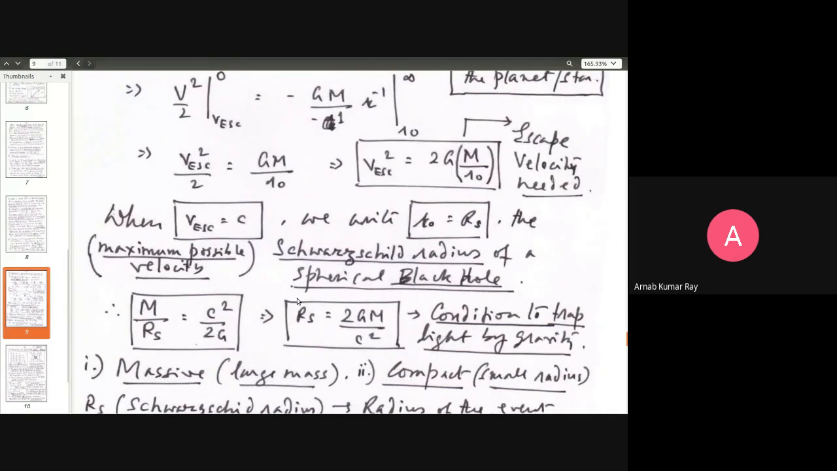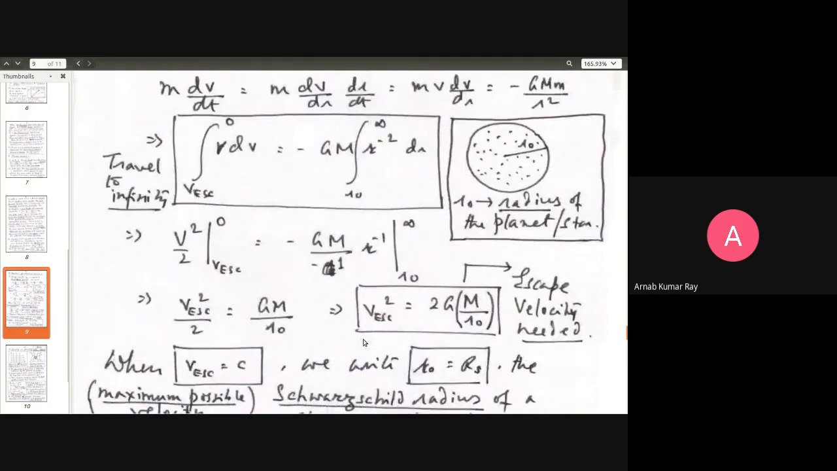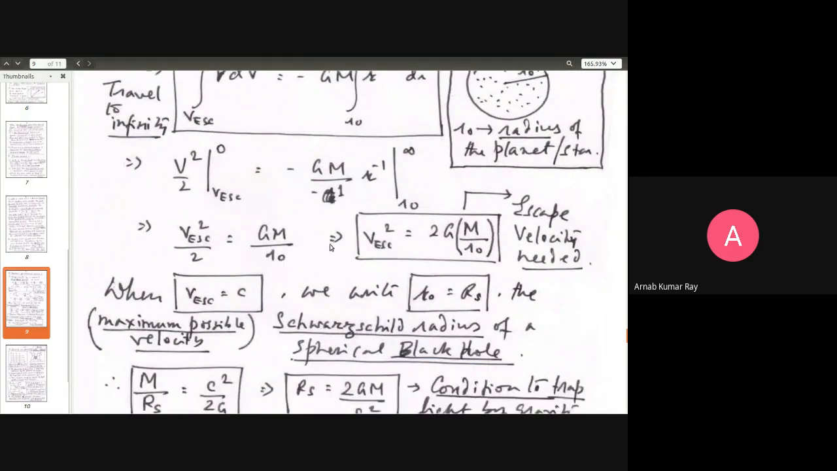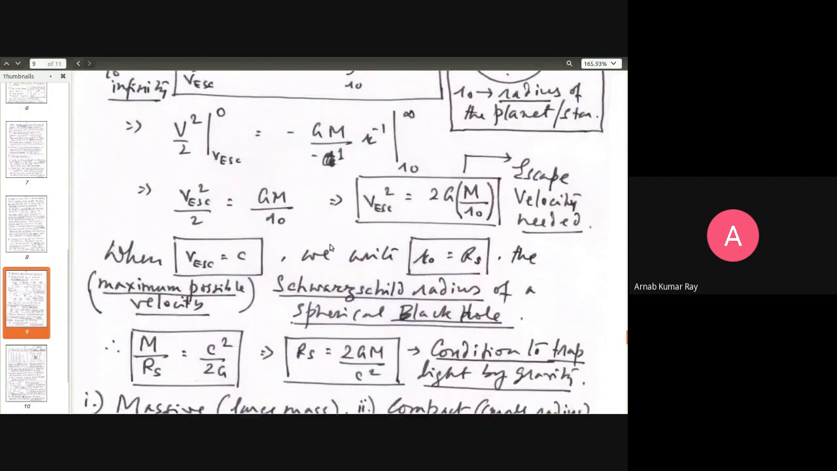This derivation, this result that you have, Schwarzschild radius is equal to 2GM by c squared, is a correct result. However, this little derivation, I'm cautioning you, should not be considered too seriously. Let me just put it in simple language: it's not really a very rigorous derivation.